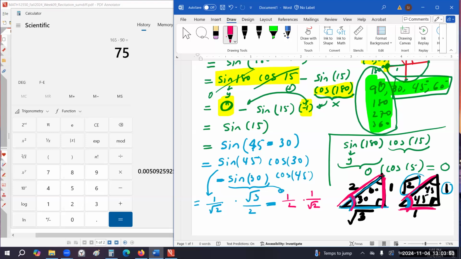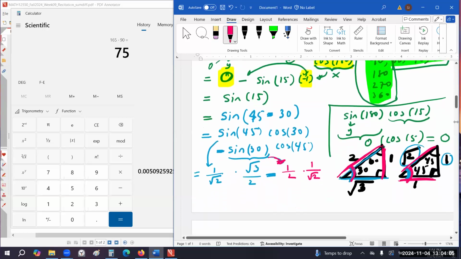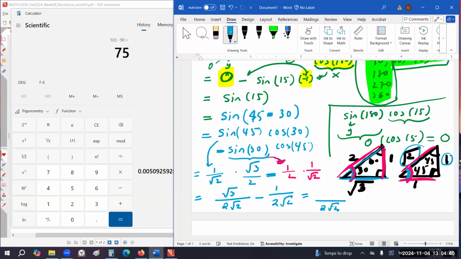Any questions so far? How did you get those? Any question from anyone? Then all we have to do is multiply. 1 times square root of 3 gives us square root of 3. 2 times square root of 2 gives us 2 square root of 2. 1 times 1 is 1. 2 times square root of 2 is 2 square root of 2. Mohammed, did you ask a question? No. Since we have the same denominator, we keep the denominator once and combine the numerators. It's square root of 3 minus 1.